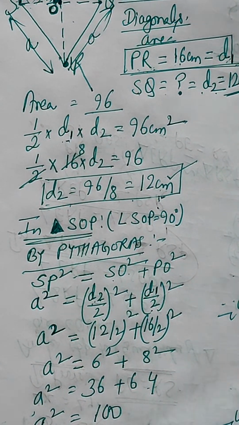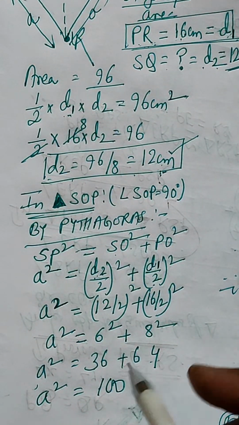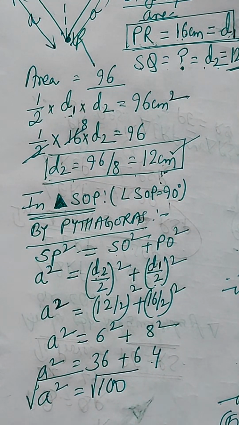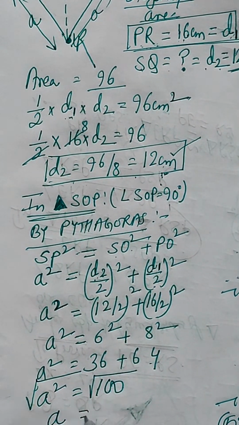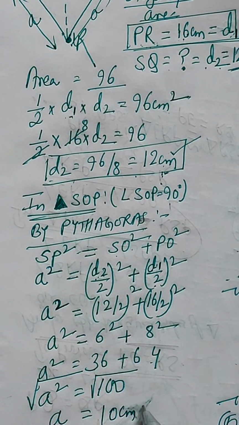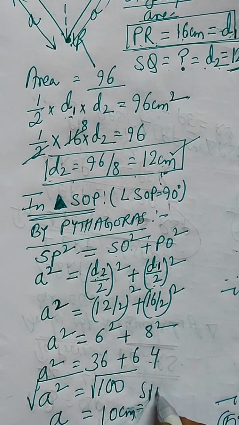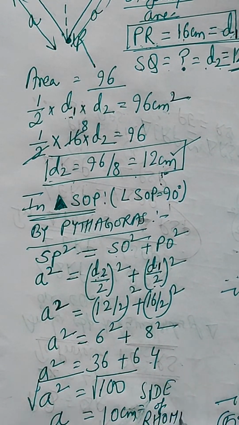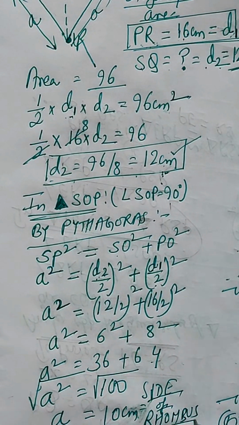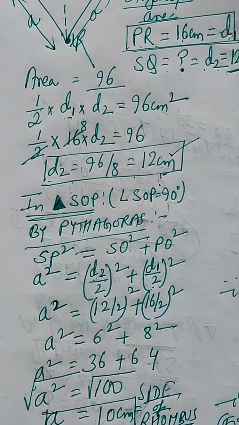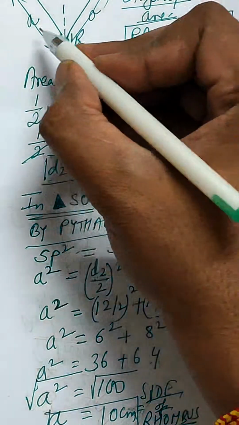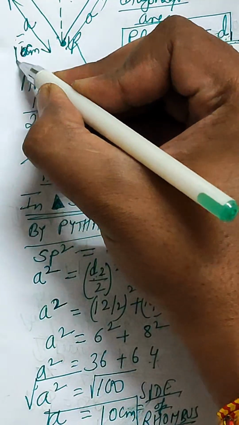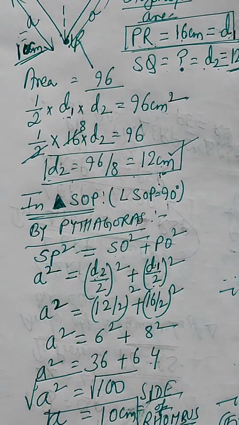Now, to find the exact value of A, just take the square root on both sides of the equation. When you solve it, you get the value of A as 10 centimeter. This is the side of the rhombus. In this way we have calculated that the side of the rhombus is equal to 10 centimeter. This is your answer.